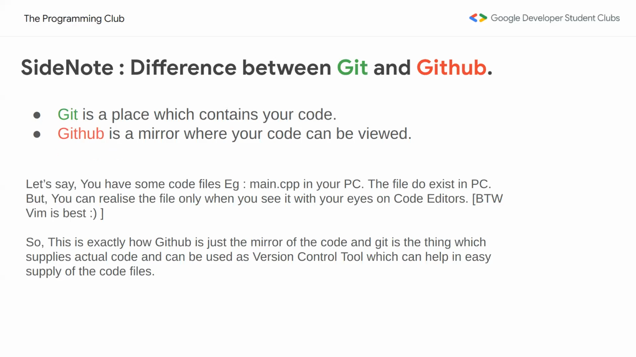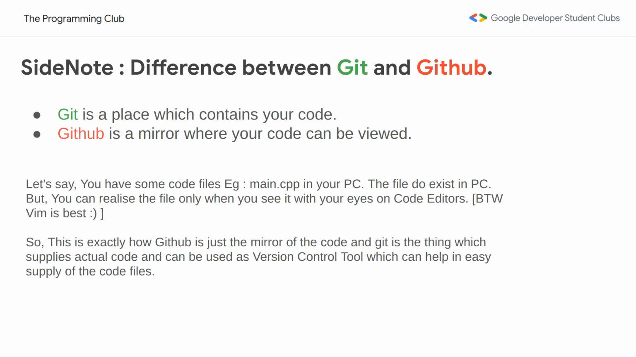The main basic difference between Git and GitHub, I guess you might have already gone through this kind of stuff, or maybe there would be some sessions on Git and GitHub. But the main basic difference is that Git is a version control tool which contains your code files, but GitHub is a mirror where you can see your code. So it's similar to code editors.